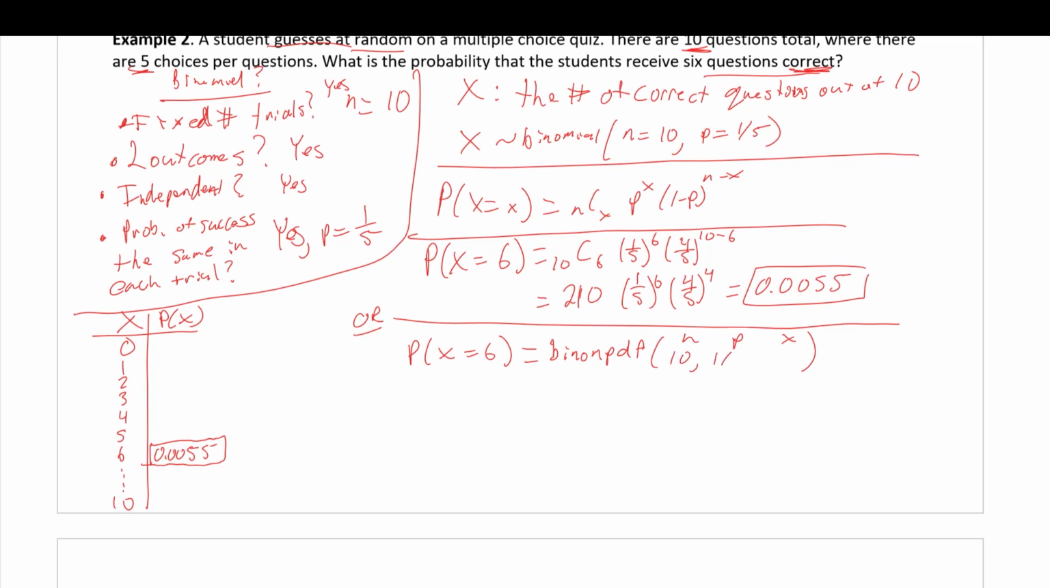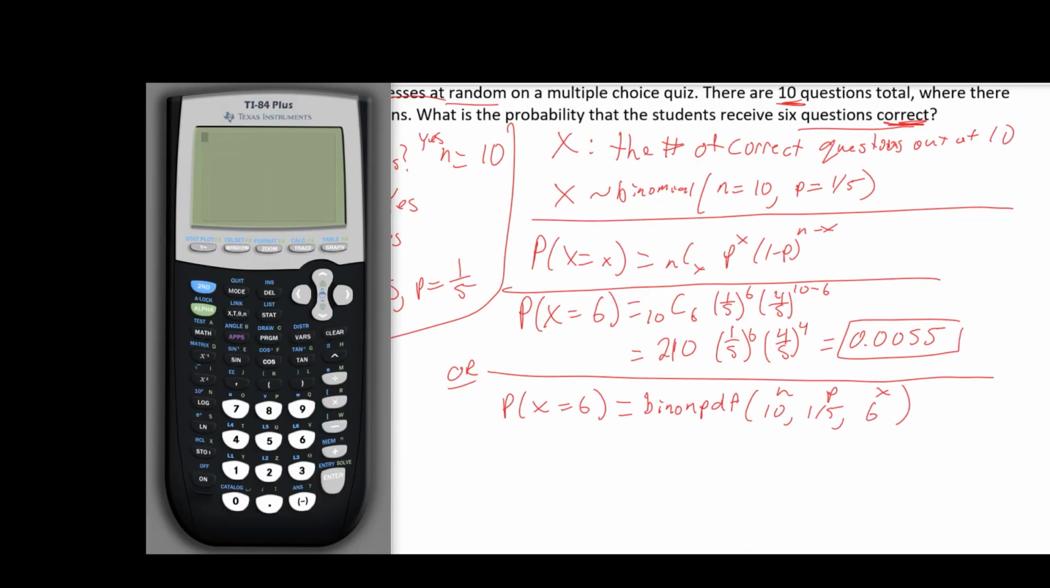So this is 10 and 1 out of 5. And then x in this case is 6. And let me take out the calculator. So all we have to do is go to this menu right here where it says distribution. It's above the vars, right next to the down arrow. Okay. If you do second and then vars, you'll get this distribution menu.